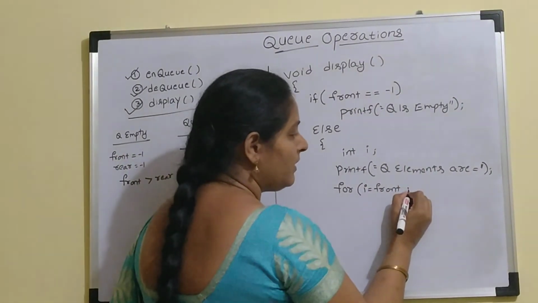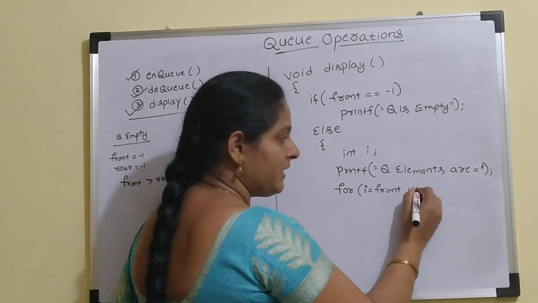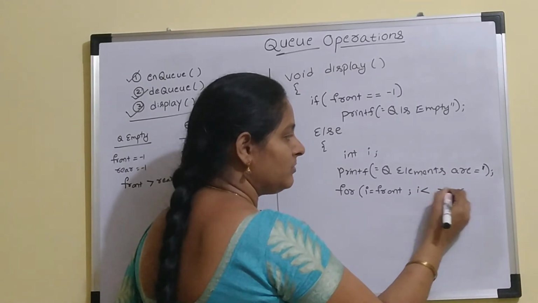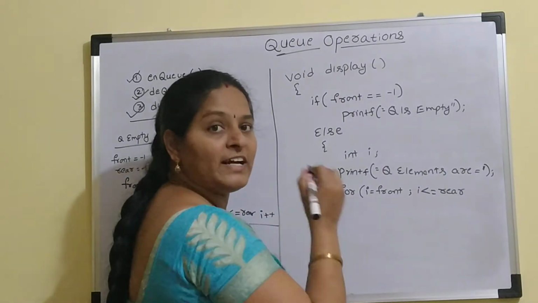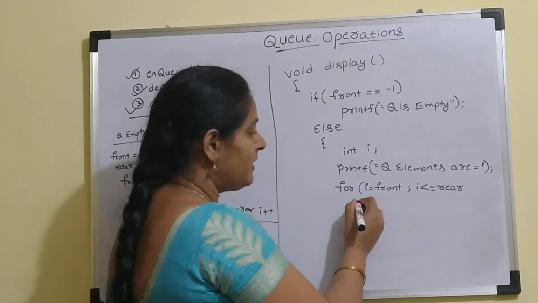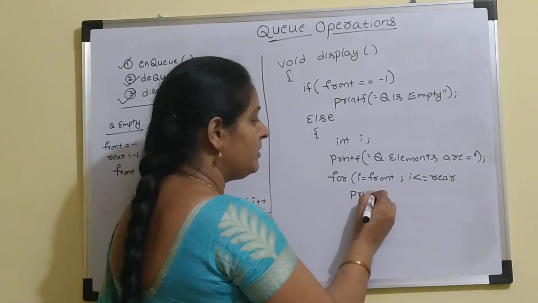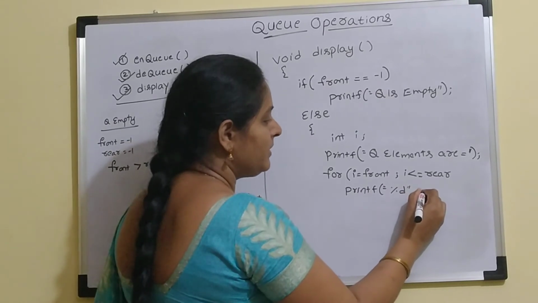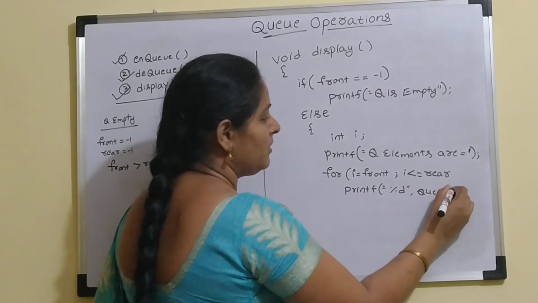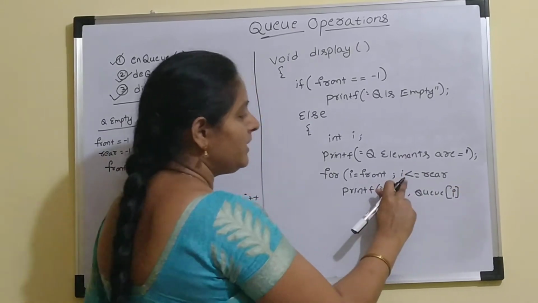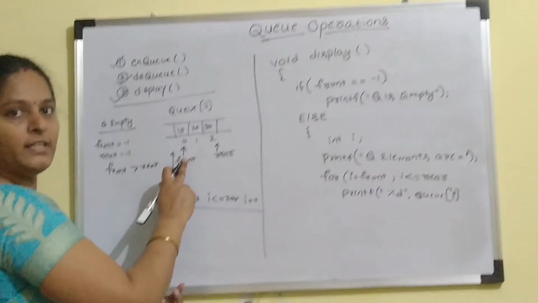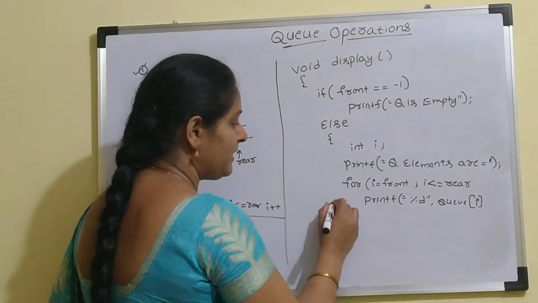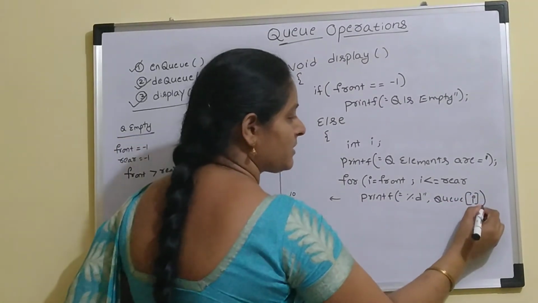Now I need to check whether the I value is less than or equal to rear or not. If the I value is less than or equal to rear, then print the I value. printf("%d", q[i]). Here the I value is less than rear only, so wherever the I is pointing, print that value. So with this printf statement, I can print 10 on the screen.